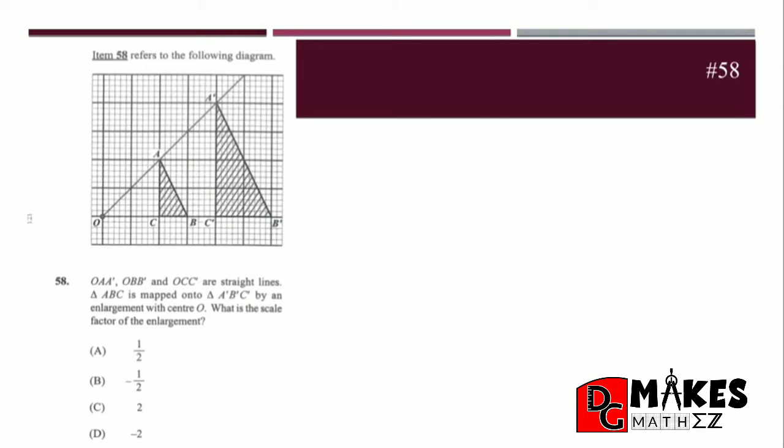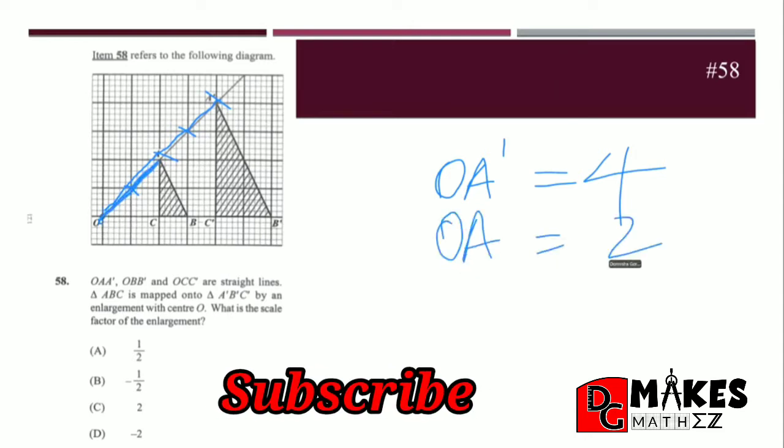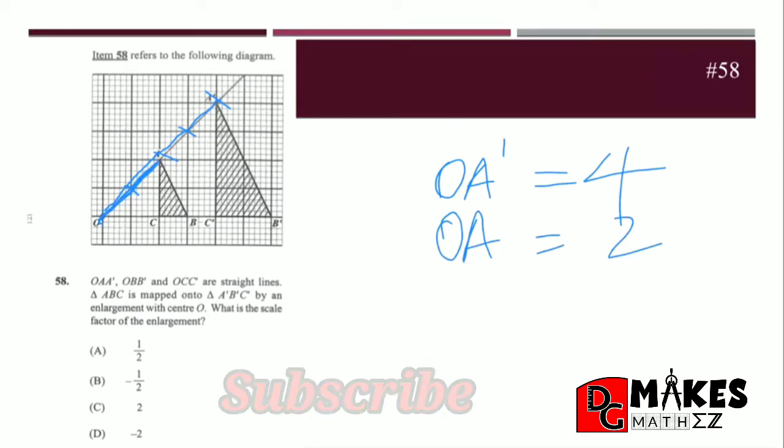On that basis, we are just going to look at the fact that the entire distance from O to A prime is going to be 1, 2, 3, 4 units. So OA prime is going to be 4 units, and OA is actually going to be 2 units. And based on what we just said, we can divide these two lengths to find the scale factor of enlargement.